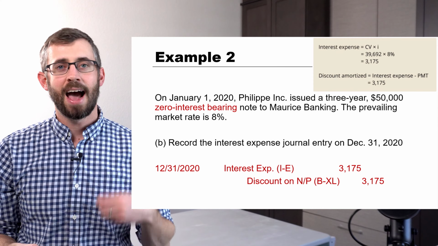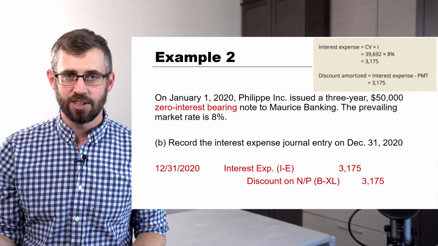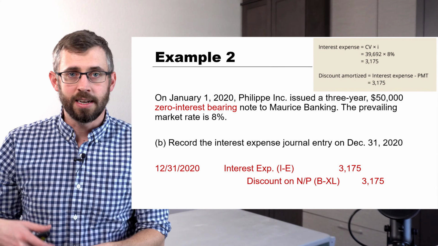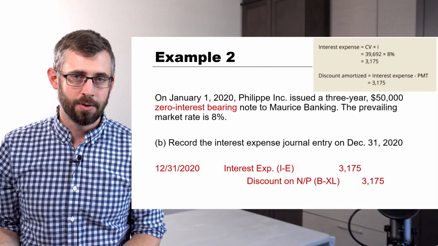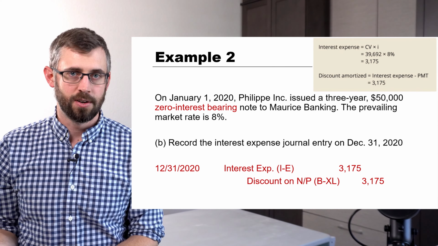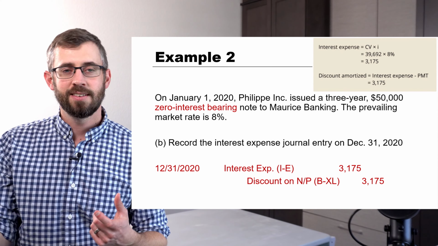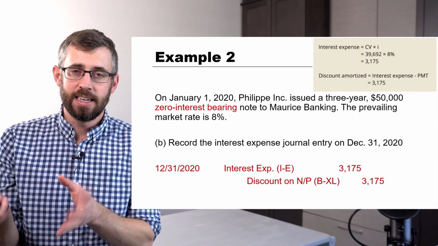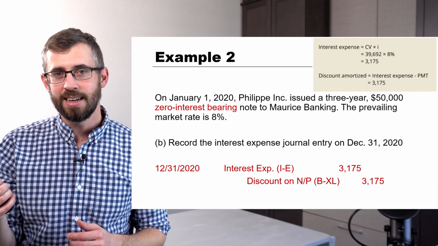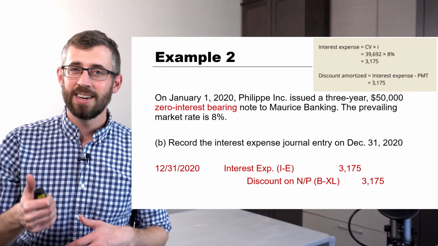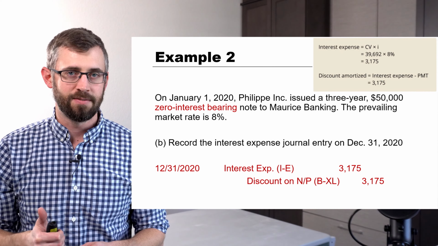So if I'm saying, hey, I owe $3,175 in interest expense, but I have not paid that in cash yet, well then I have to record a liability for that $3,175 that I owe. Now instead of crediting interest payable, I'm going to credit this discount on note payable. And that's what I mean by amortizing this discount. So my discount is getting credited, and remember discount really just means note payable. So my liability is going up. So instead of crediting interest payable, I credit the discount, but it does the same thing by making my liability go up for that $3,175 that I owe.